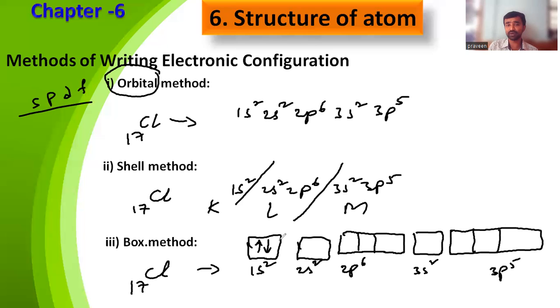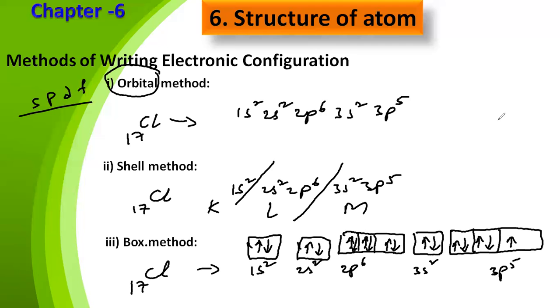So fill the electrons with anti-parallel spin in each degenerate orbital. This is called the box method. So this is about the methods of writing electronic configuration. Give me your quick reaction. Have you understood these methods? To avoid your confusion, I used the same atom in different methods. These are the methods available in writing electronic configurations.